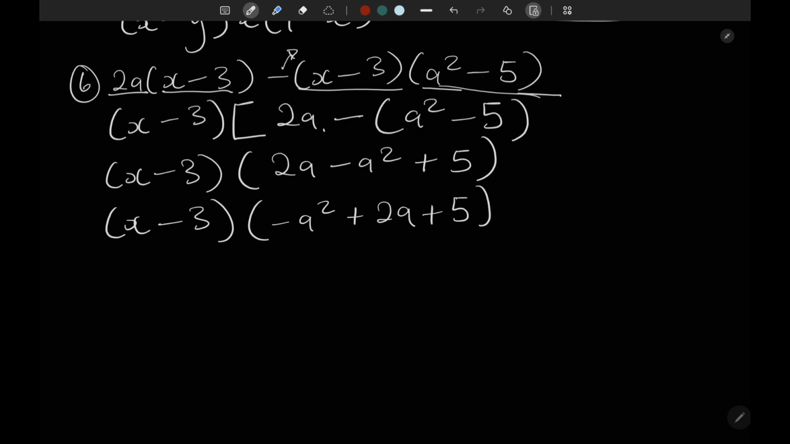Now if you want to take it a step further and make this a² positive, you can just write down your negative on the outside and then (x - 3), and in your bracket the a² becomes positive as you took out the minus, right? So you have a² - 2a - 5.